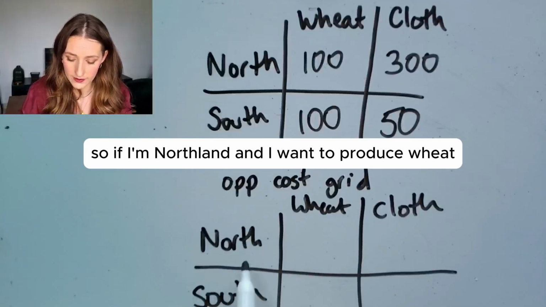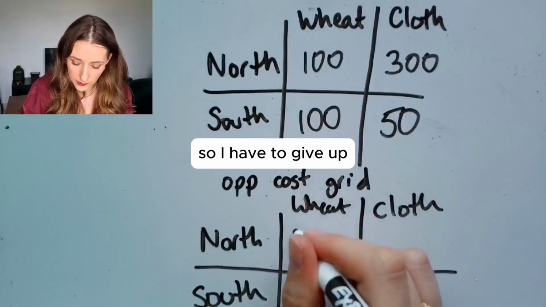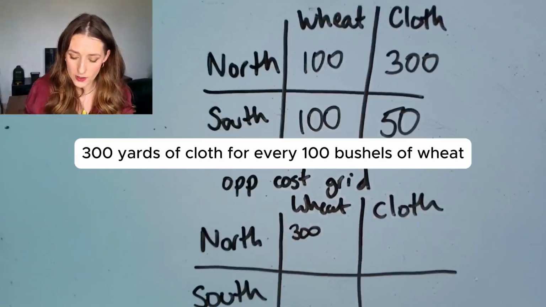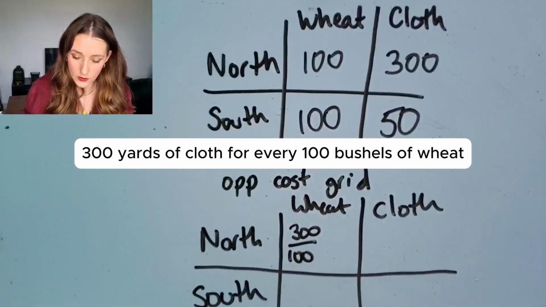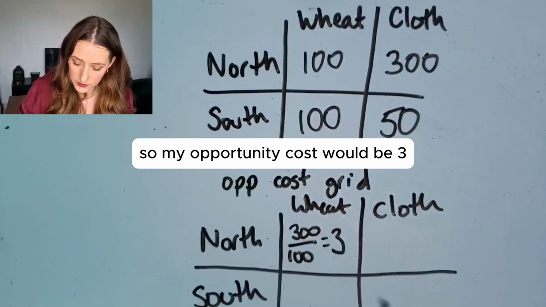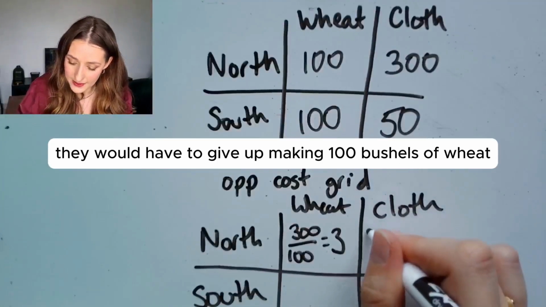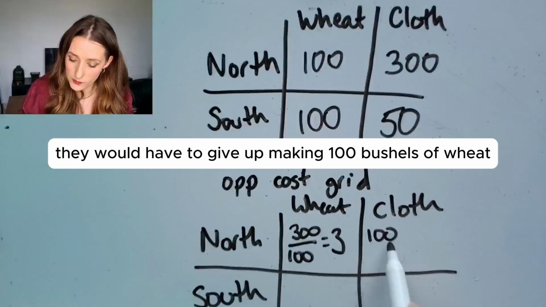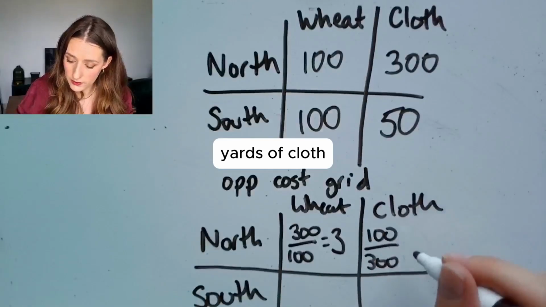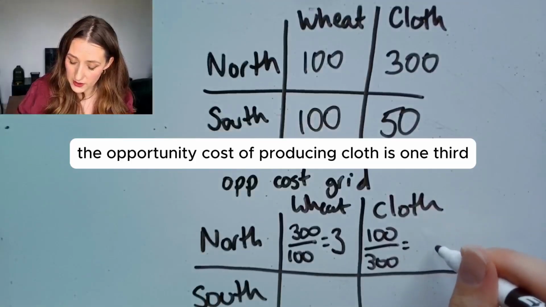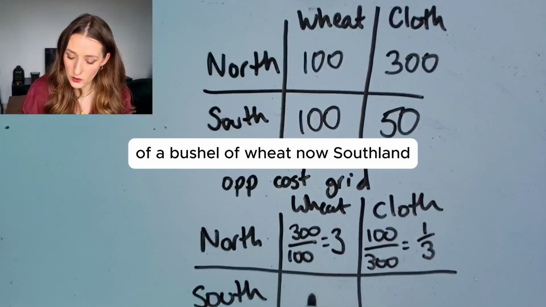So if I'm Northland and I want to produce wheat, I would have to give up making cloth. So I'd have to give up 300 yards of cloth for every 100 bushels of wheat. So my opportunity cost would be 3. If Northland wanted to produce cloth, they would have to give up making 100 bushels of wheat for every 300 yards of cloth. And so the opportunity cost of producing cloth is 1/3 of a bushel of wheat.